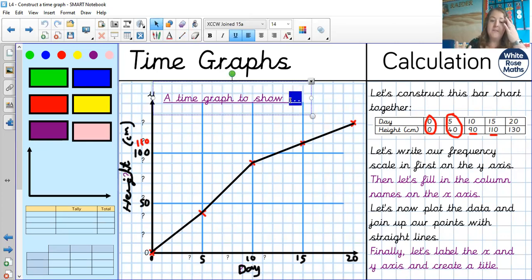So because this is made up data, we could call it whatever we wanted, but what roughly do you think is going to grow 100 centimeters in 20 days? What could it be? Might be the start of a tree, can't think of something else, so it might be a time graph to show the growth of a tree.